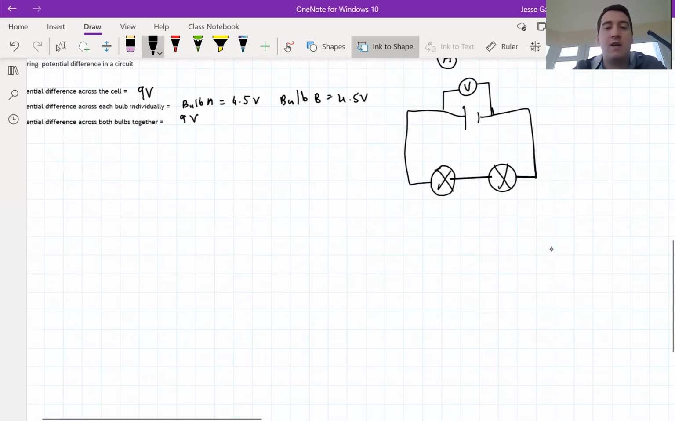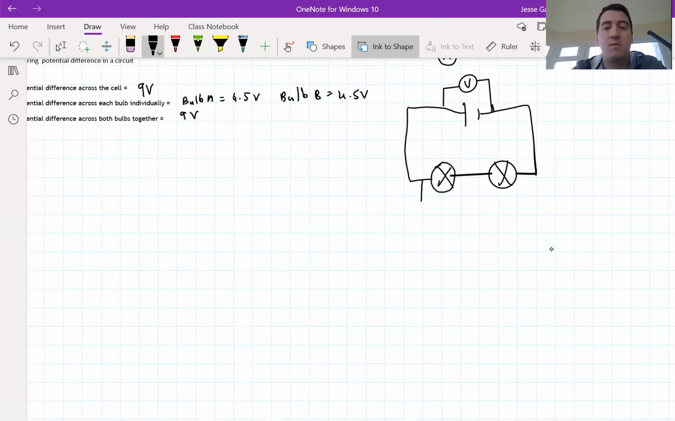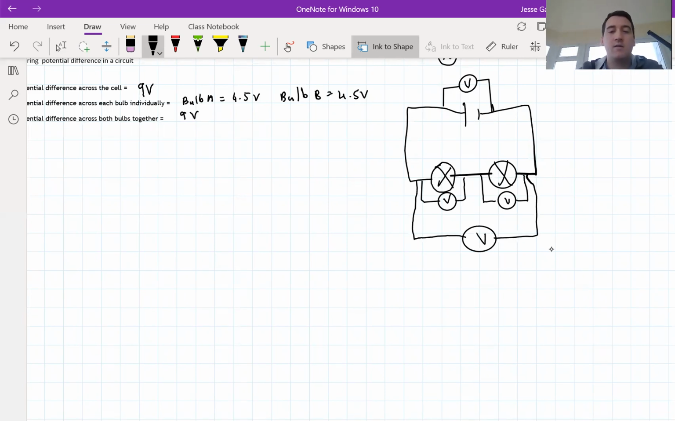Okay, this is what you should have, a voltmeter across each bulb. So you've got a little mini circuit with a voltmeter across bulb A, and a little mini circuit with a voltmeter across bulb B. So you'd have 3 voltmeters in order to do this. If I wanted to connect a voltmeter across both, then I would have a voltmeter connected across both, like this.